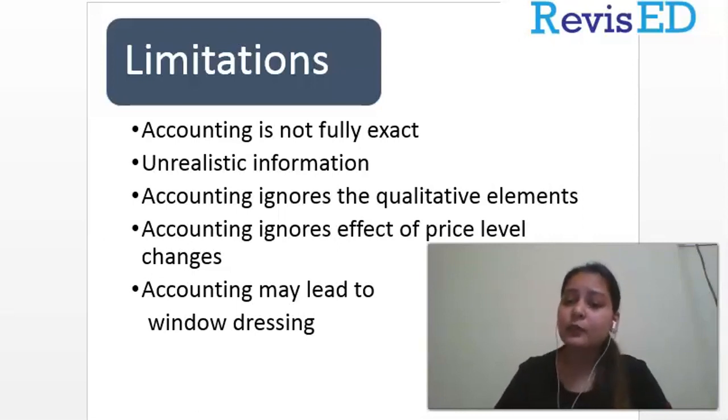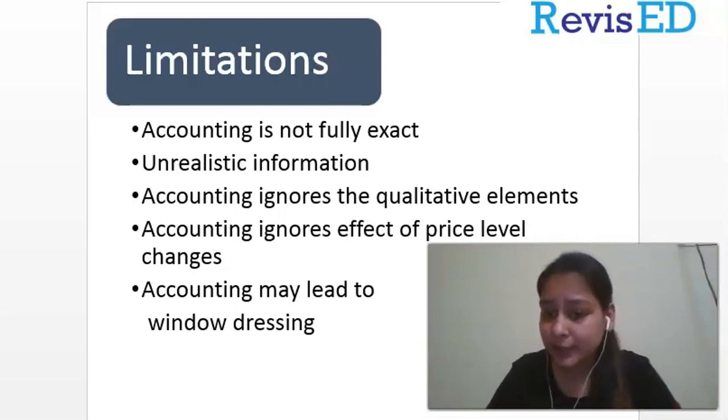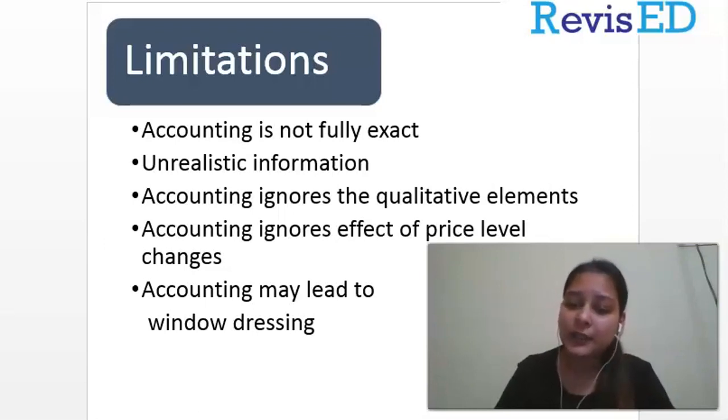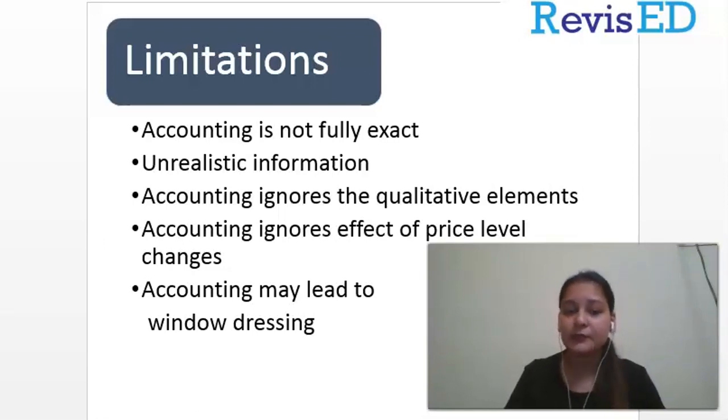Then accounting ignores qualitative elements. Yes, as I told you, management performing well is very important for the company, but I cannot record it. It ignores price level changes. Yes, if I have purchased an asset for 10 lakh, I'll record it as 10 lakh. Maybe that asset's price has changed now. After 10 years, that 10 lakh asset may be worth 20 lakh, but still I'll record only 10 lakh in my books of accounts. So it does not take into consideration price level changes.